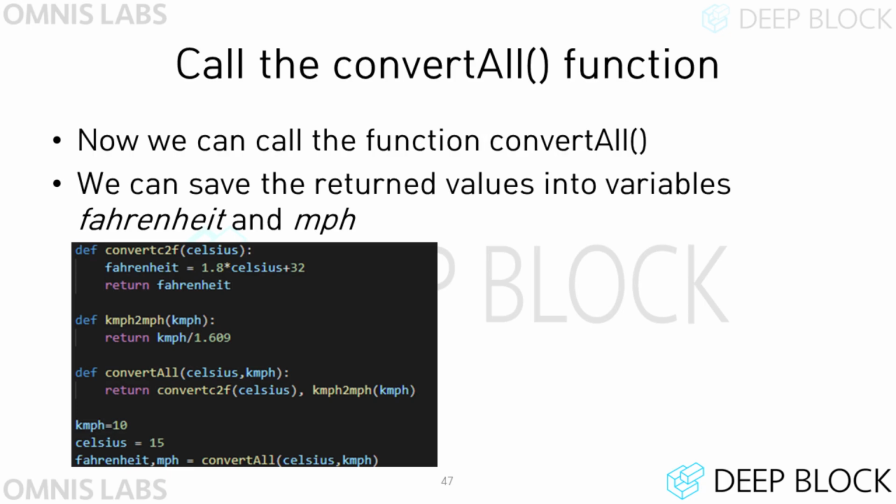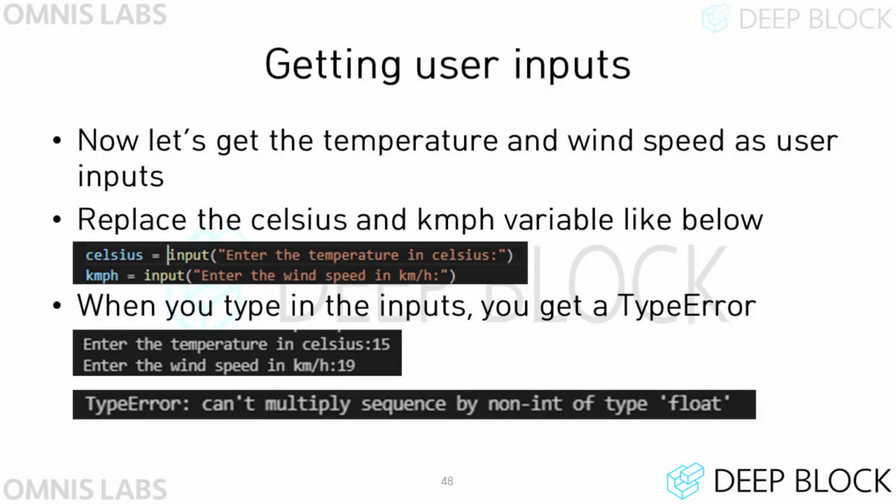And you can store the two return values in the Fahrenheit and MPH variables using the comma on the left side of the assignment statement. Now, let's modify the code so that the user can input the temperature and wind speed as they want. By using the input function, we can get the Celsius and kmph values from the user in the terminal. But when we run this code, we get the following error message.